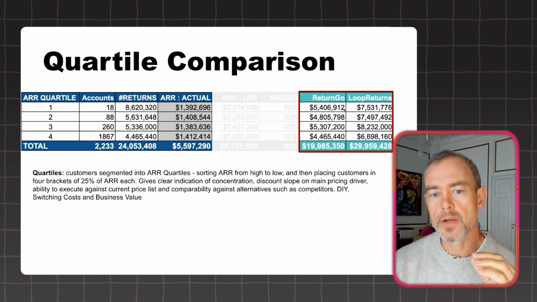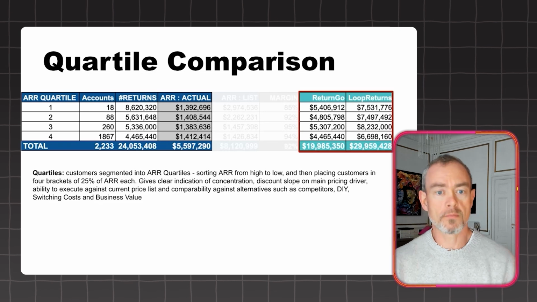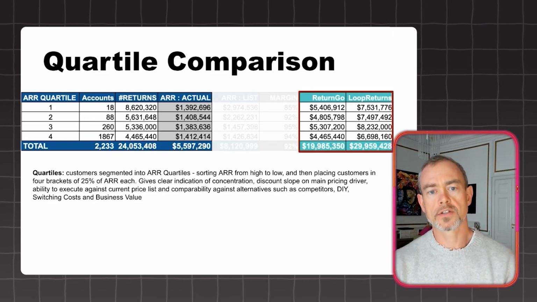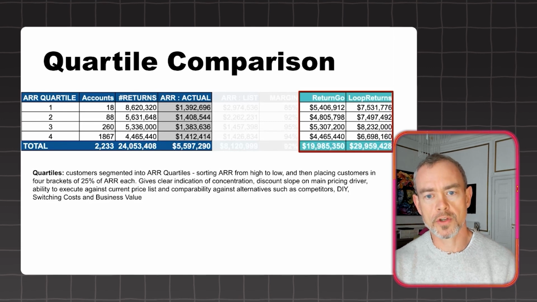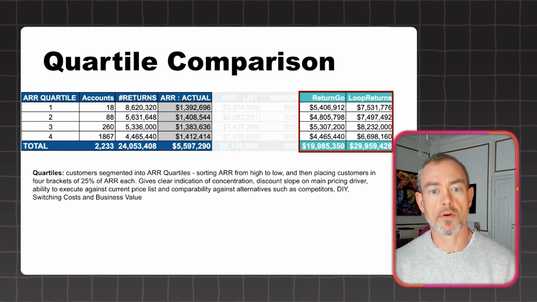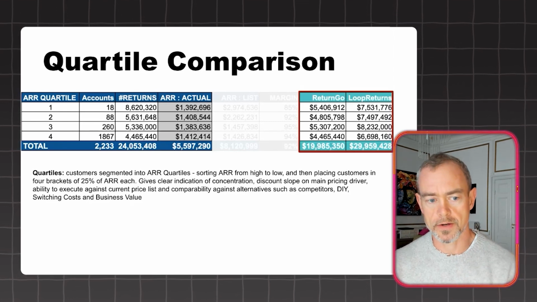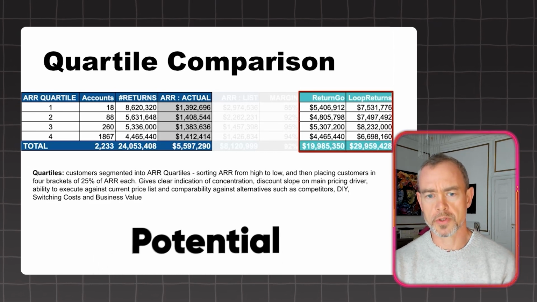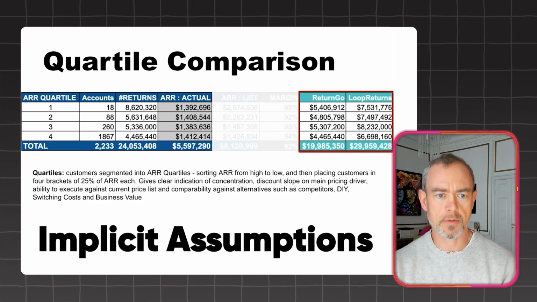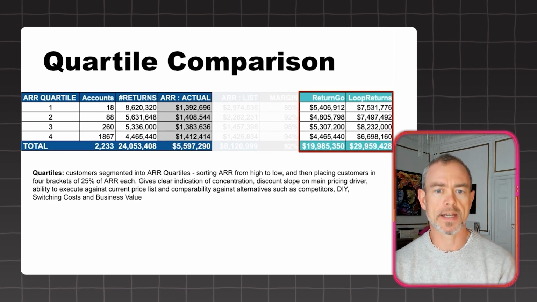So we can see that we're, one, priced off market compared to the competitors. And two, we can also see that we are giving too much away on the high volume, even within the consistency of our own price list, to the largest accounts. So it's just a really nice way to get a sense of what the potential is and what the implicit assumptions are in the pricing that we have managed to execute so far.